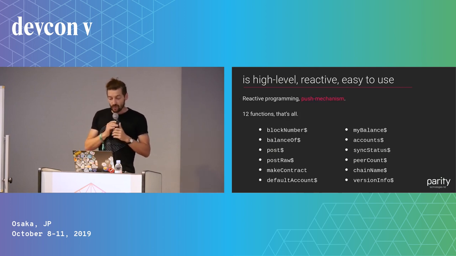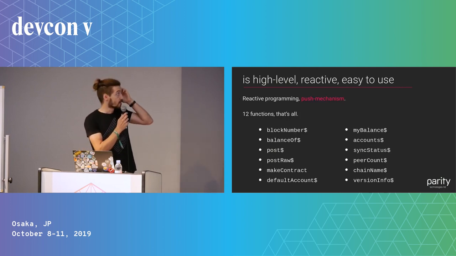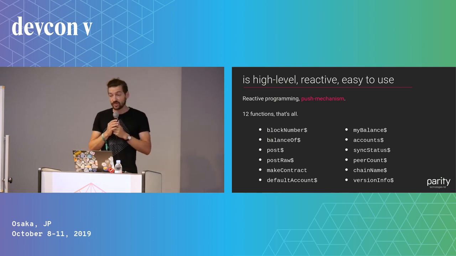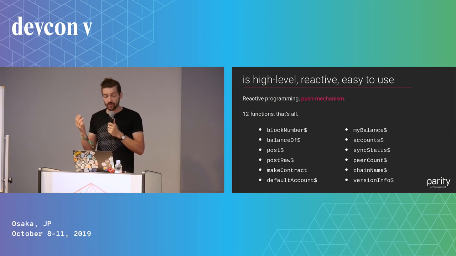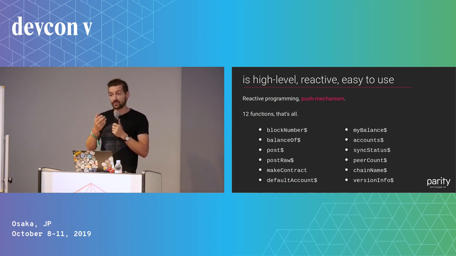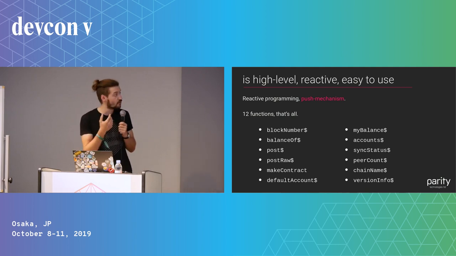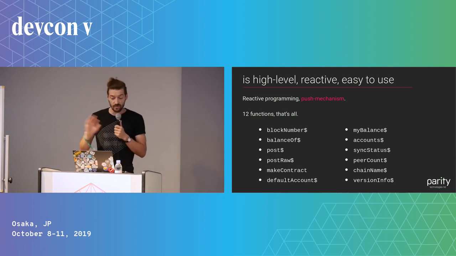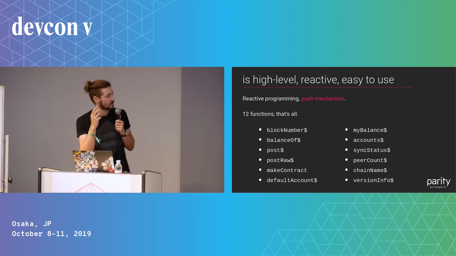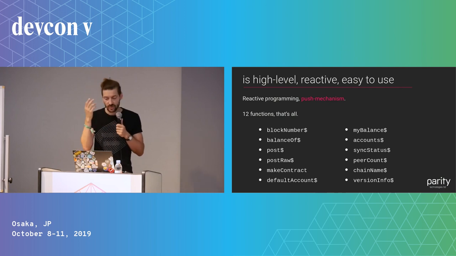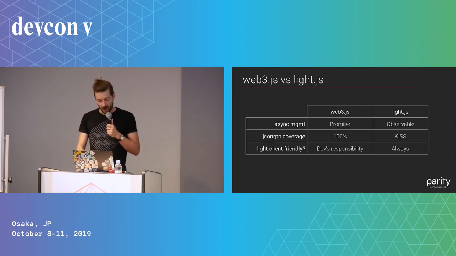So Light.js, I said, is light. It's actually extremely simple. We did not go crazy with the amount of things we want to support. We actually just support what we need and what the community up to now has told us they need. So we have 12 functions, and that's it, right? We have super basic things: the block number, you can post transactions, post raw, already signed transactions, you can get some contracts, you can get my balance, the version info of the node, and stuff like this.